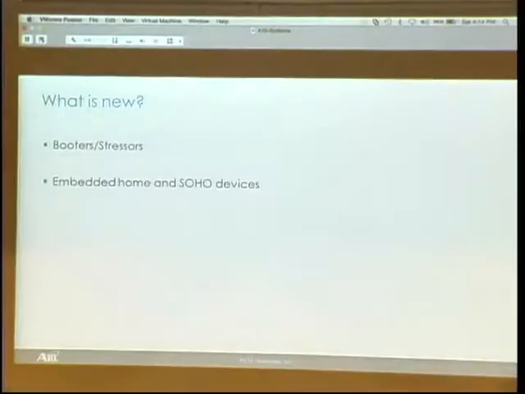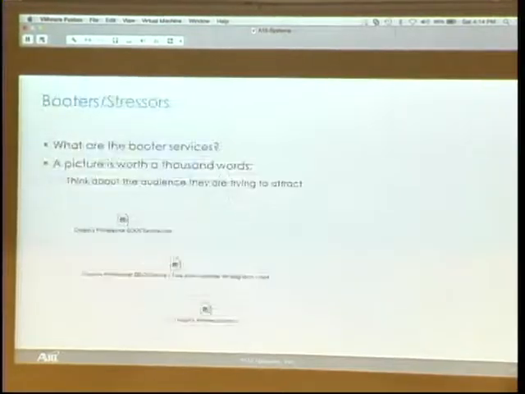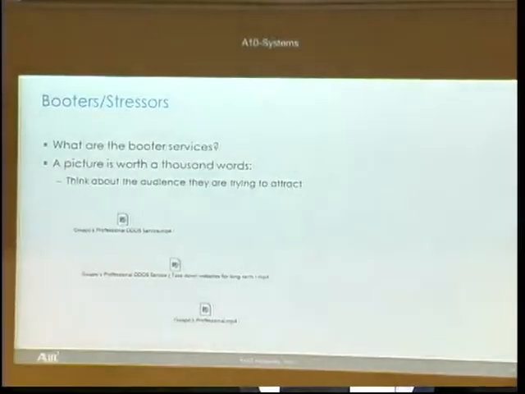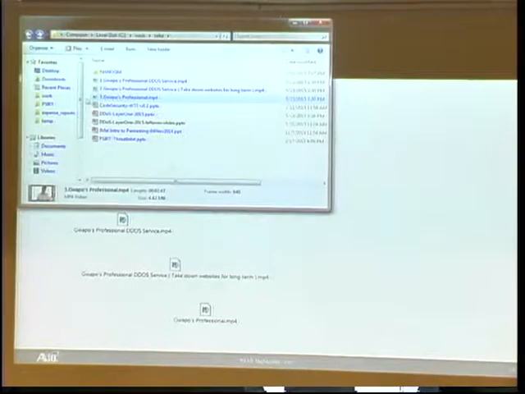Now, what's newish? So I mentioned booters, the stressors, and the embedded devices. Before I continue, any questions so far? Okay, cool. So fortunately, I'm not very good in PowerPoint, so I have to play those for you. But I think a picture is worth a thousand words, so I'll try with this one.